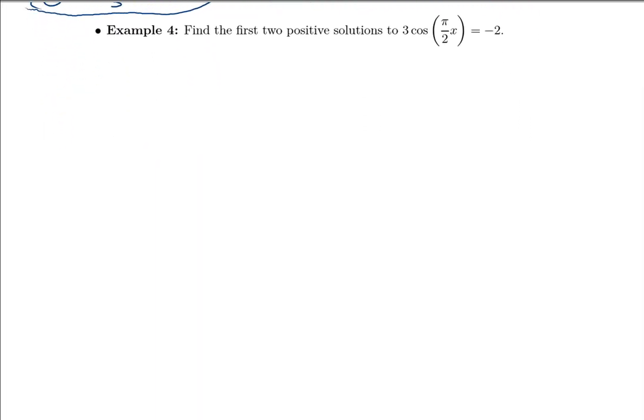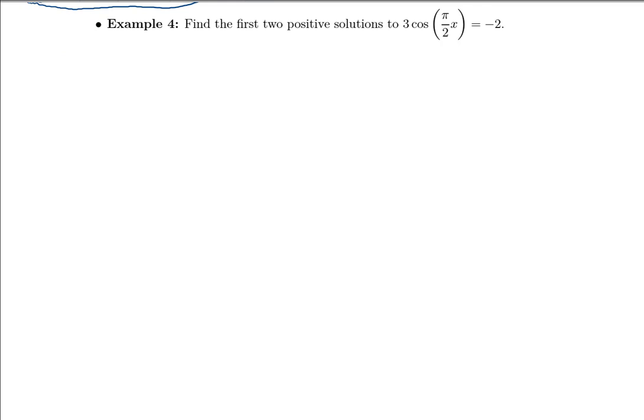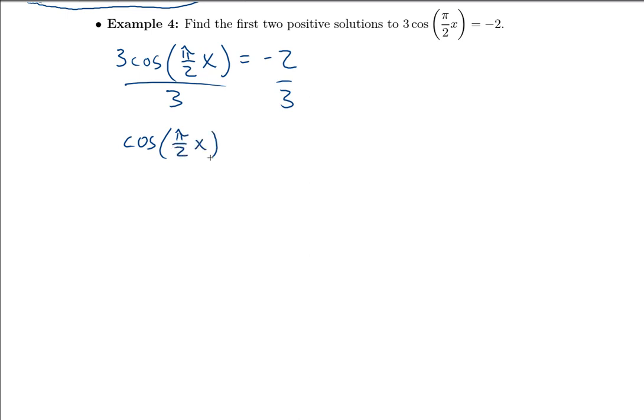All right, so we can now take a look at example number 4. All right, so kind of similar to our last one in that we're starting off with this number that we're multiplying the cosine by. All right, so we can of course divide by 3 on both sides. So I have the cosine of pi over 2x equals -2/3.